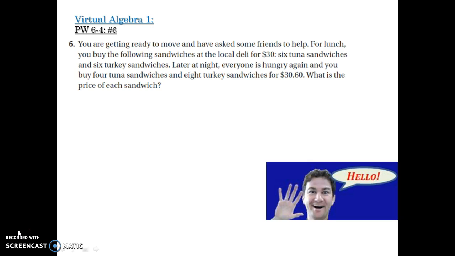Let's talk about number 6 on Practice 6.4. You are getting ready to move, and you've asked some friends to help you. And you're going to buy them lunch because you are a wonderful person. You're going to go to the deli, and you're going to get tuna sandwiches and turkey sandwiches. For lunch, you spend $30, and you get 6 tuna sandwiches and 6 turkey sandwiches.